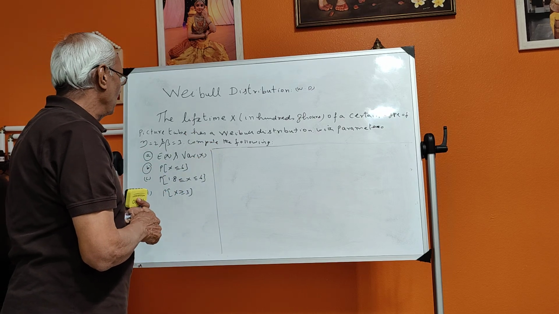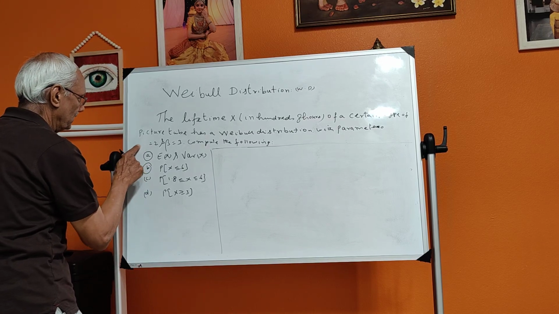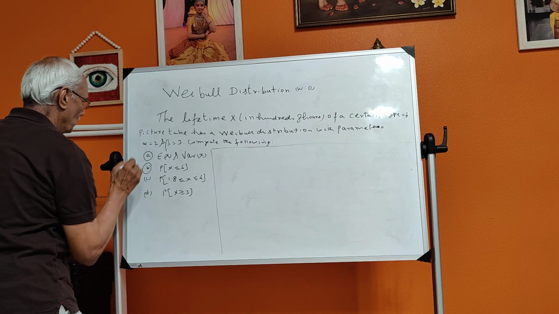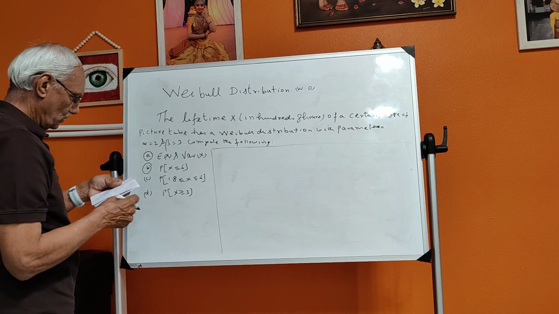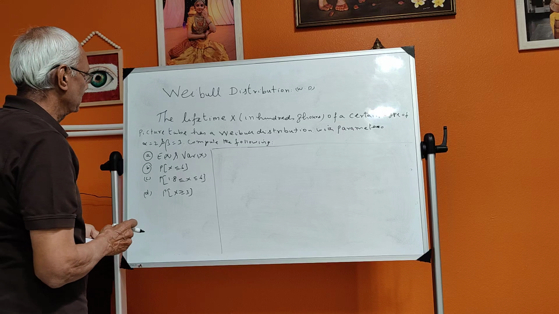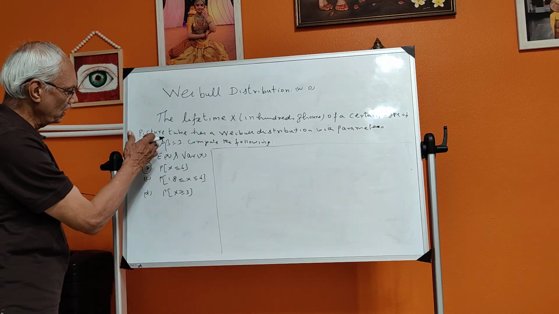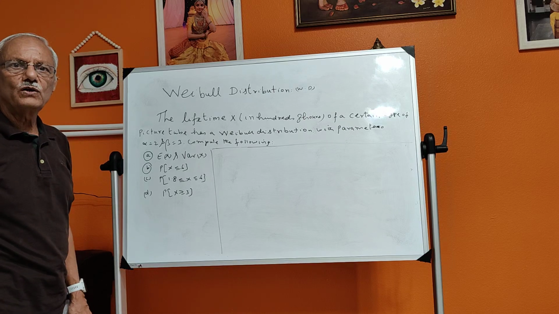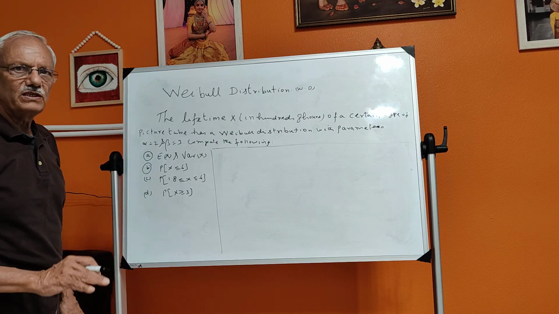See here, I will write it as alpha and beta. Here you are given alpha is equal to 2 and beta is equal to some value. Compute the following. Now you are asked to answer certain questions. Four questions are here. So what is given here?